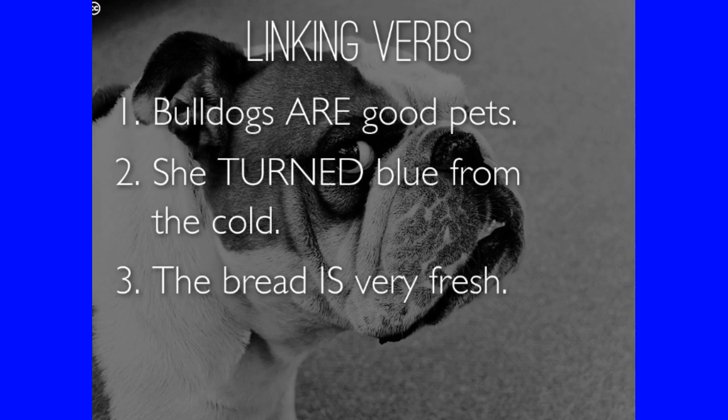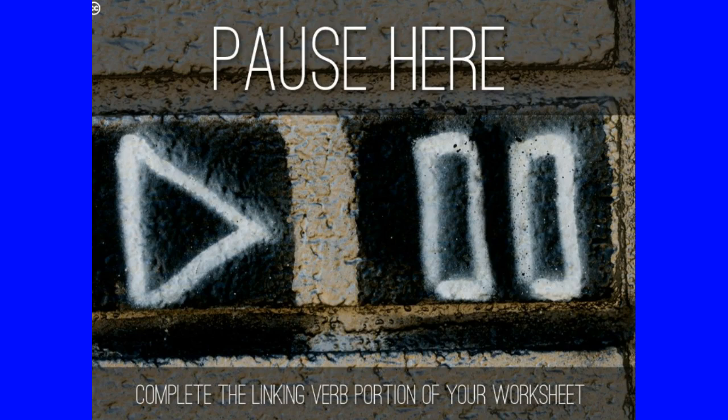Here are some examples of linking verbs. In the first sentence, are links bulldogs to pets. In the second, turned links she and blue. And in the third, is links bread and fresh. Pause the video here and complete the linking verb portion of your worksheet before continuing.